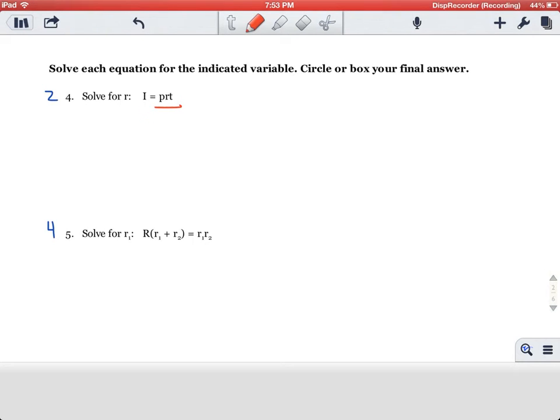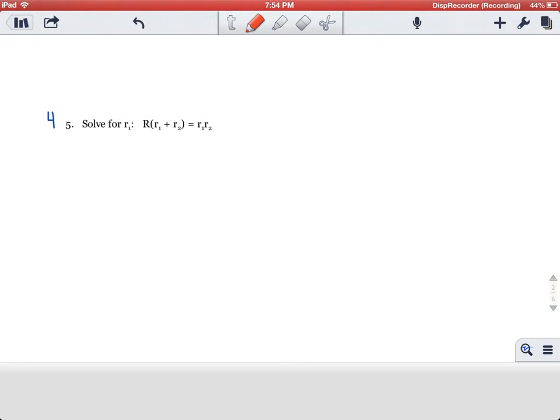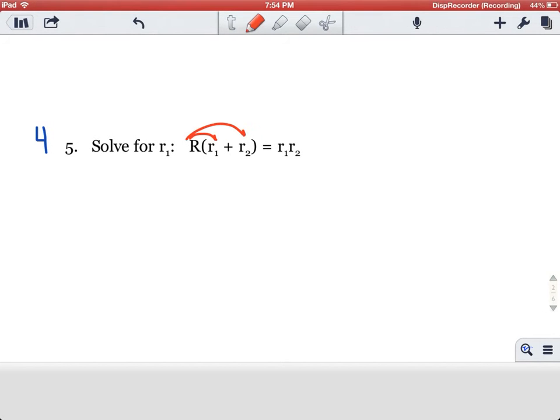If we want to solve for r, we divide by pt. So r equals I divided by pt. If we want to solve for r sub 1, we're going to have to start by distributing.